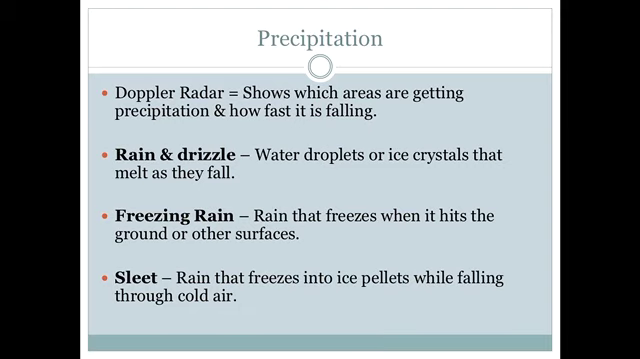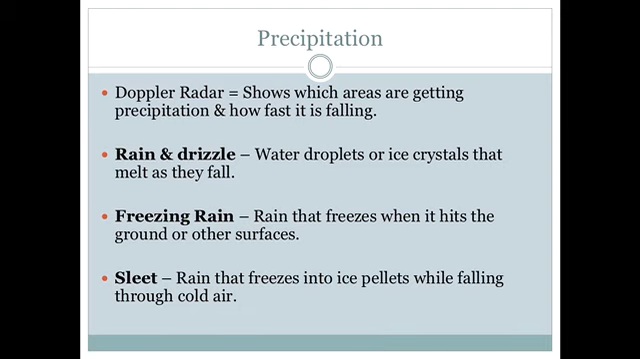Precipitation. Doppler radar is the type of radar that meteorologists use to take a look at which areas different places are getting precipitation. So again, Doppler radar shows which areas are getting precipitation and how fast it's falling. So it's looking at the rain rates or the snow rates. Whatever type of precipitation is taking place, it's looking at how fast it's falling.